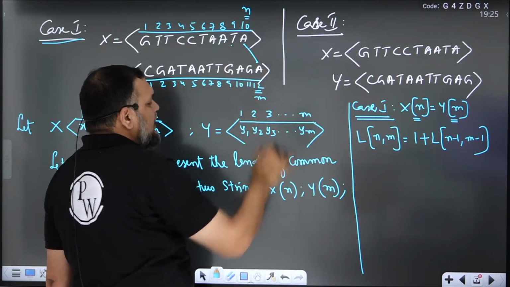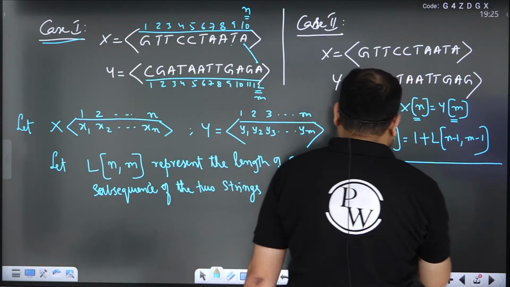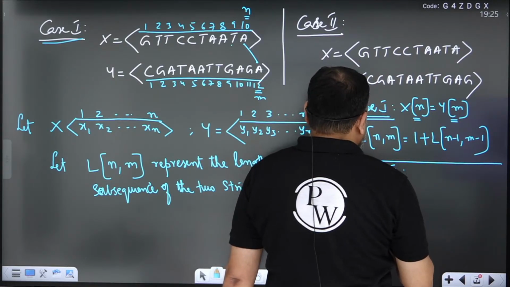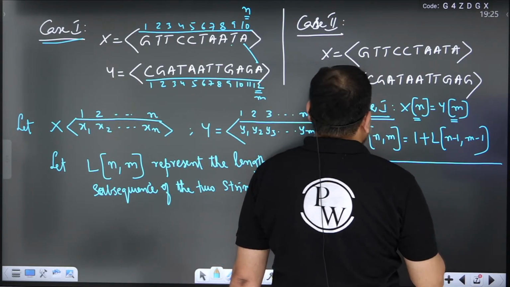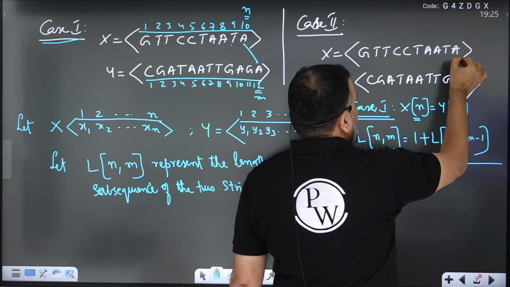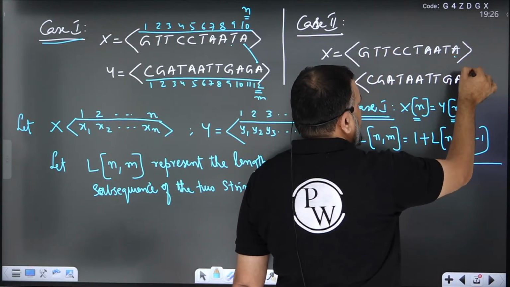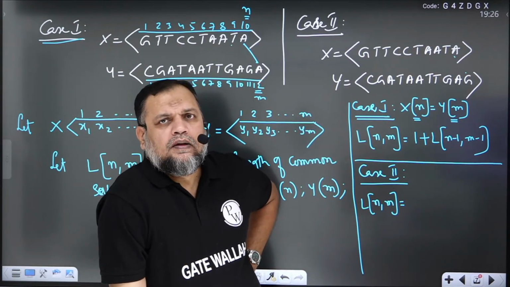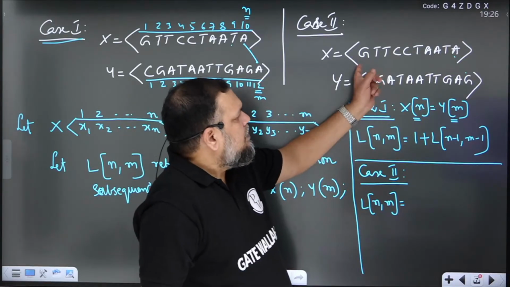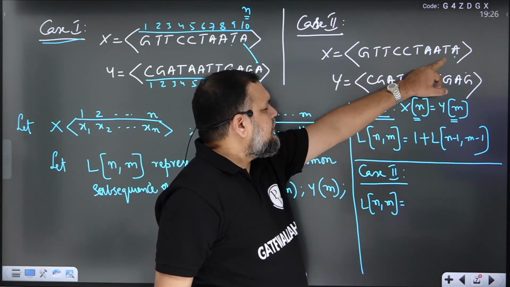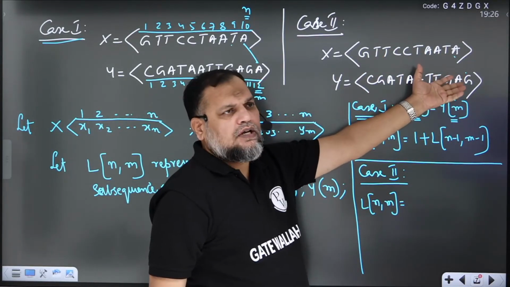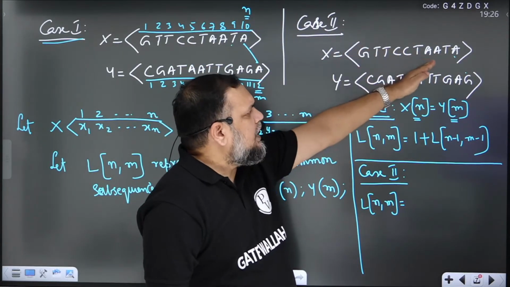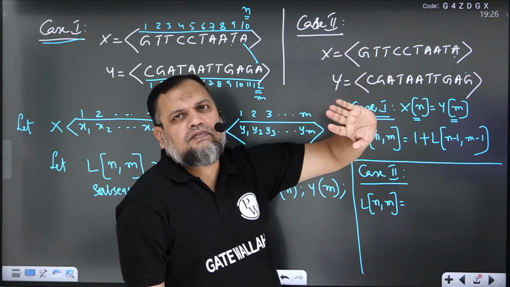When they are not matching, then case 2 will arise. So in case 2, what shall we write? L of n comma m is equal to, look at this, the last characters are not matching. A and G are not matching. So when they are not matching, the common subsequence may end with A, the last character of x, or may end with G, the last character of y, or may not end with either of them.